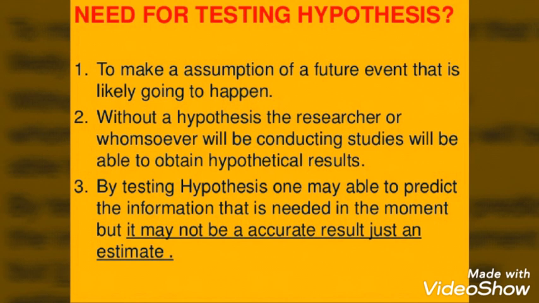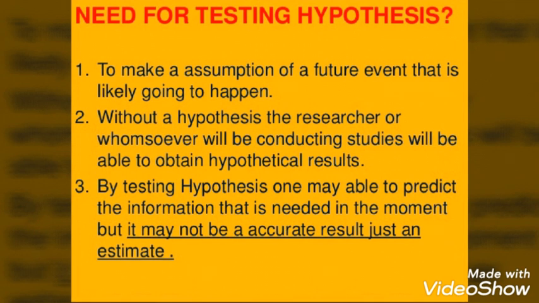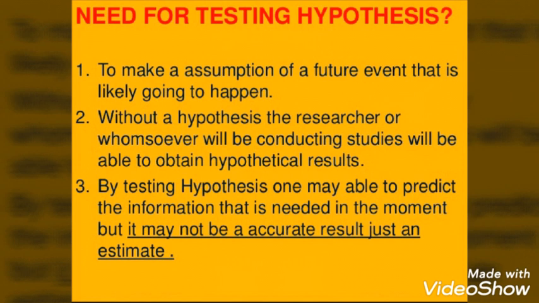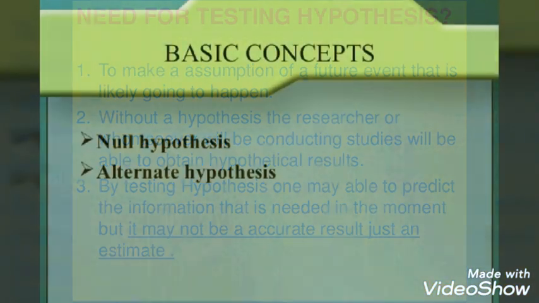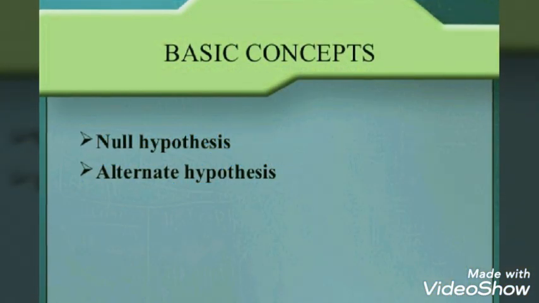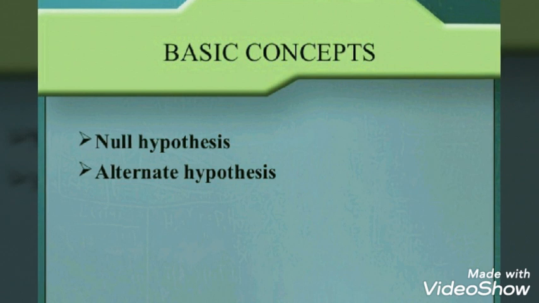So whatever you are trying to prove in your hypothesis, that is your assumption. So whatever result comes out of your hypothesis will not be accurate, but it will be an estimate, because your hypothesis is an assumption. Then we will see the basic concept, or you can say the types of hypothesis. So mainly there are two types, null hypothesis and alternate hypothesis.